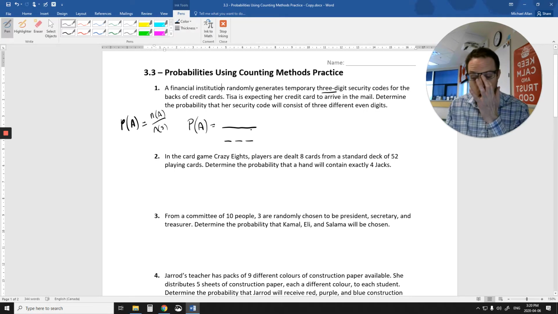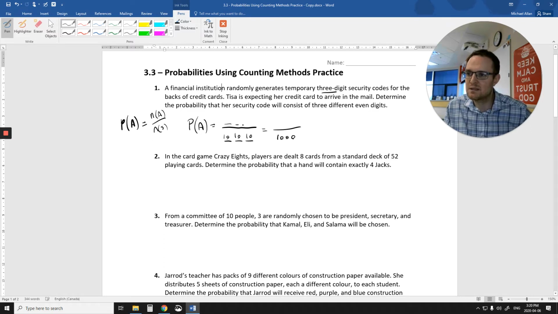Now I'm going to use the fundamental counting principle. I have 3 digits, and I can go from 0 to 9, so I have 10 digits for each one of these. So my total number of different digits, I can have 0, 0, 0, and 1, 1, 1. This is my total number. It's going to be 10 times 10 times 10, so that's going to be 1,000 different codes I can have on the back of there.